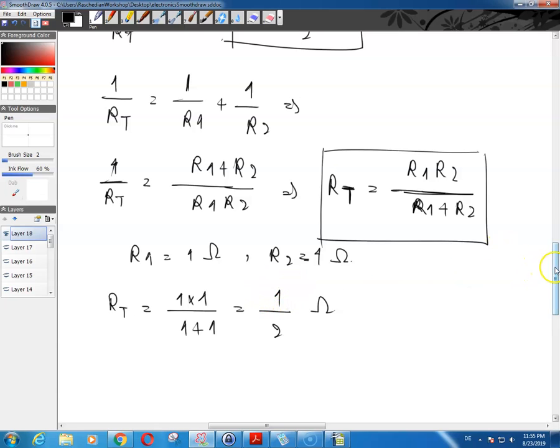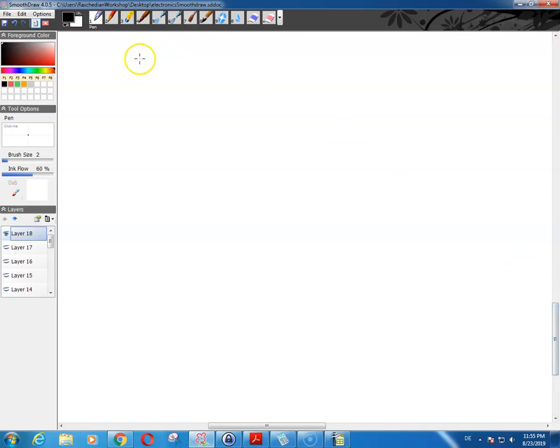Or if, for example, your R1 is equal to 1000 ohms, and your R2 is equal to 500 ohms, then R of t is equal to R1 R2 over R1 plus R2.